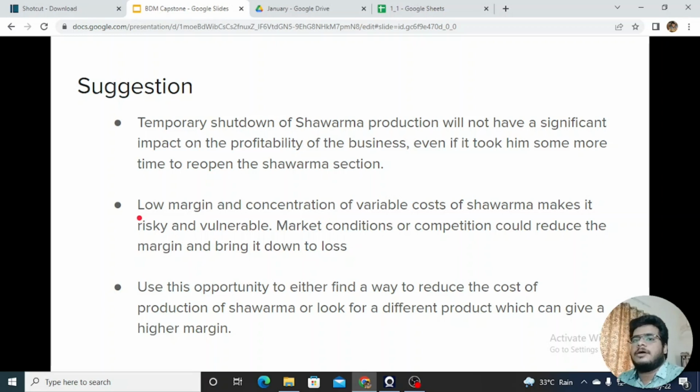So the final conclusion that I have in this project is that the shutting down of the shawarma section may not have any significant impact on the profitability of the business. However, it will be wise to look into other opportunities which have a higher margin instead of going back to the shawarma business.